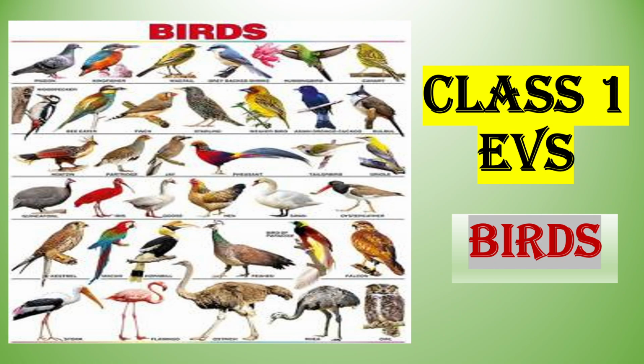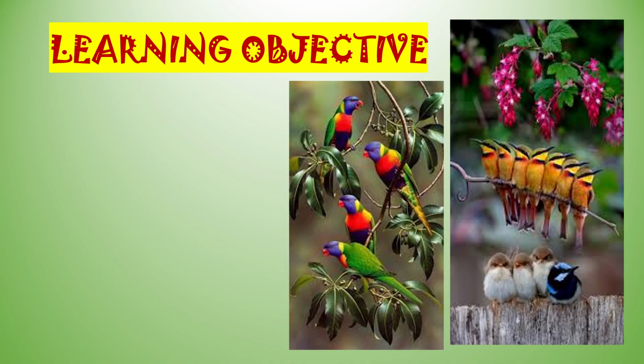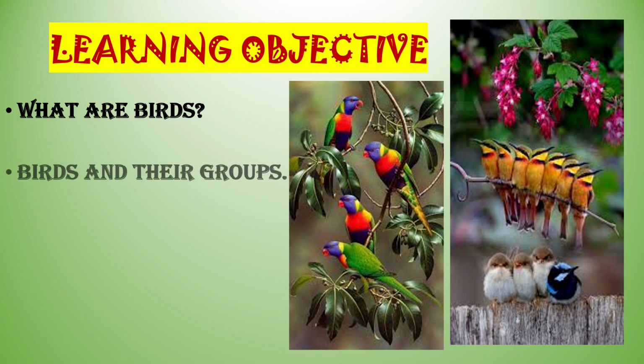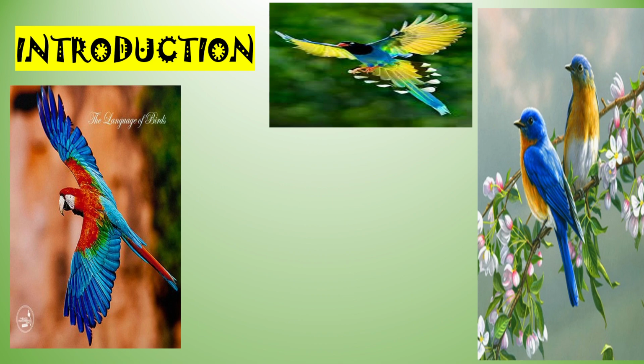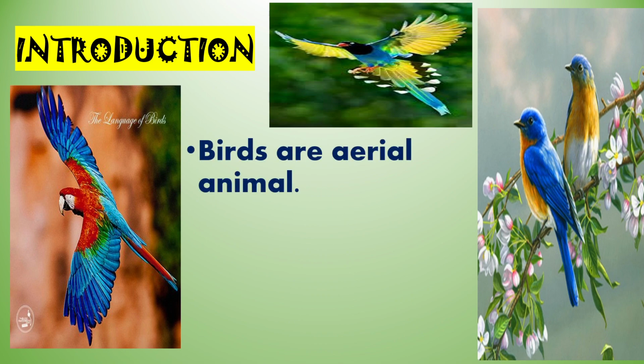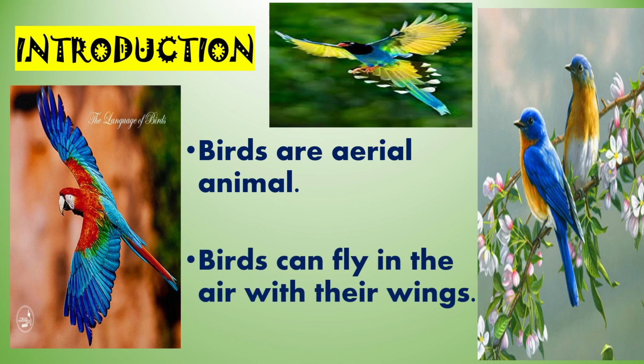Class 1 EVS birds. In this topic, we will learn about what are birds, birds and their groups, classification of birds, and parts of a bird. What are birds? Birds play an important role in balancing life on Earth. Birds are aerial animals. Birds can fly in the air with their wings and they make beautiful sounds to communicate.